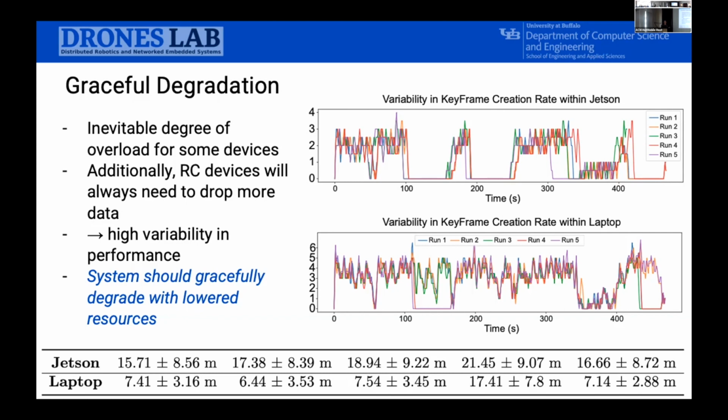So what does this mean? First, this makes it difficult to rely on SLAM systems when they aren't going to have consistent performance. And it's also difficult to rely on SLAM systems when you can't predict what the performance will be like based on the amount of resources allotted to the application. Ideally, we want the system to gracefully degrade with lowered resources and also have consistent results within a certain device with certain resources.